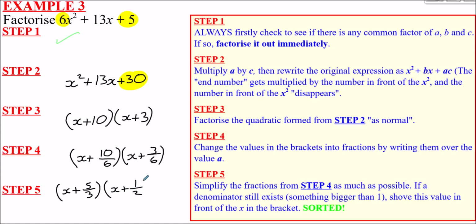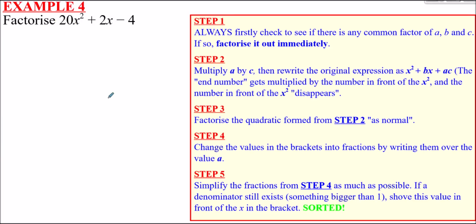On this occasion, I've got bottom numbers left on both fractions, so shove both of them to the front of each respective x. So shove the 3 in front of this x here, shove that 2 in front of the x in the final bracket. That then gives me 3x plus 5, and the final one is just 2x plus 1. So let's have a look at a fourth and final example, then you can try some on your own. Example 4, factorise 20x squared plus 2x minus 4.